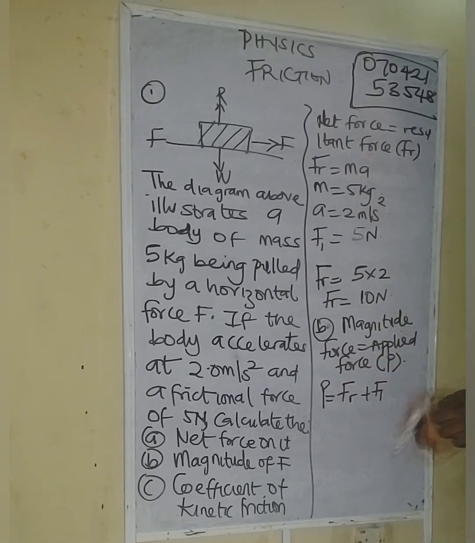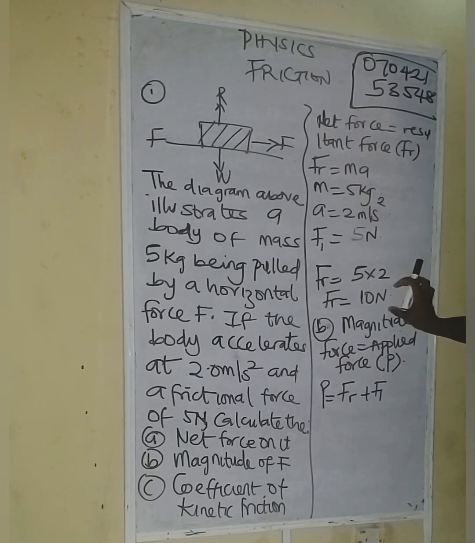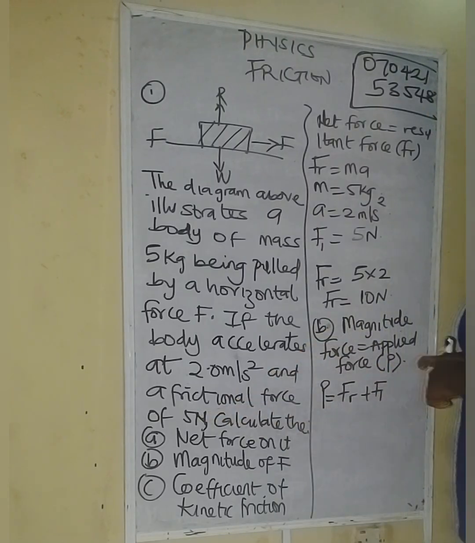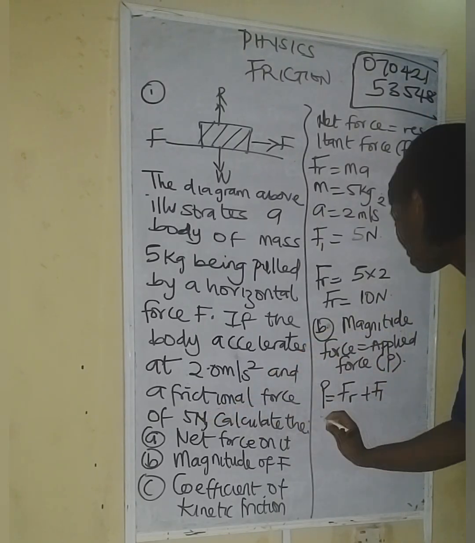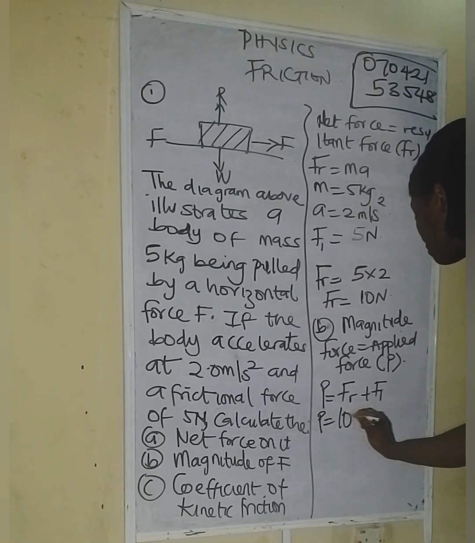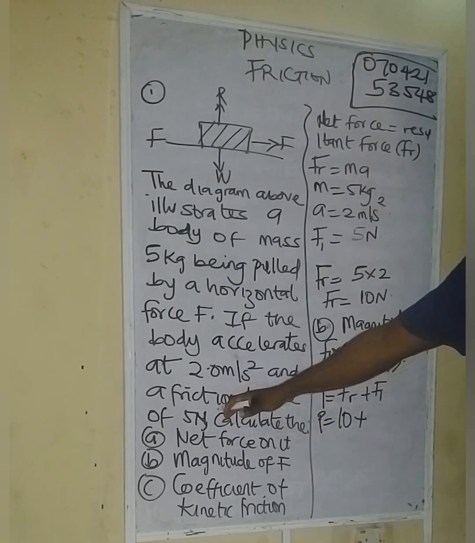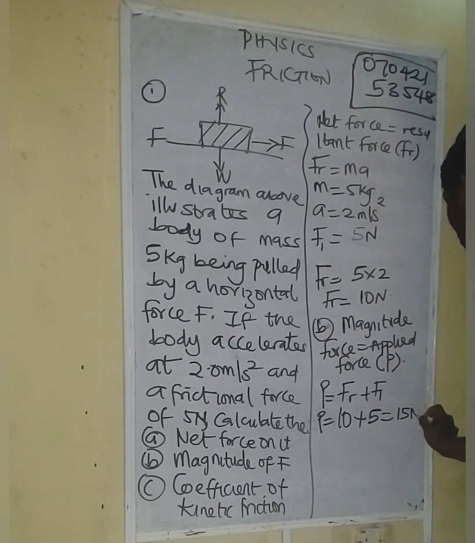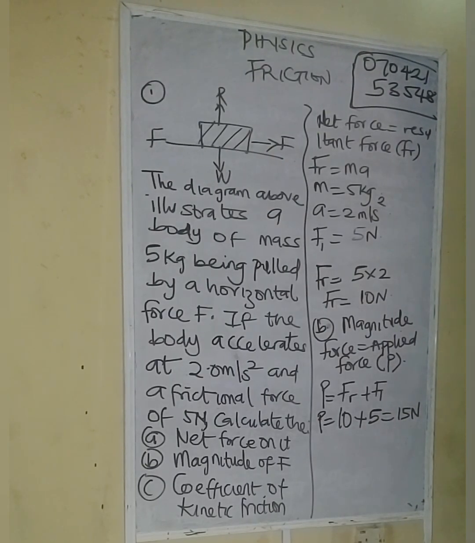So from here we can now get our magnitude force. So we already know what our resultant force is. Our resultant force is 10 Newton and our frictional force is 5 Newton. Okay, so now let's apply it here. To get our magnitude or applied force, our resultant force is 10 and our frictional force is 5. So that gives us 15 Newton. So we've gotten our magnitude or applied force.